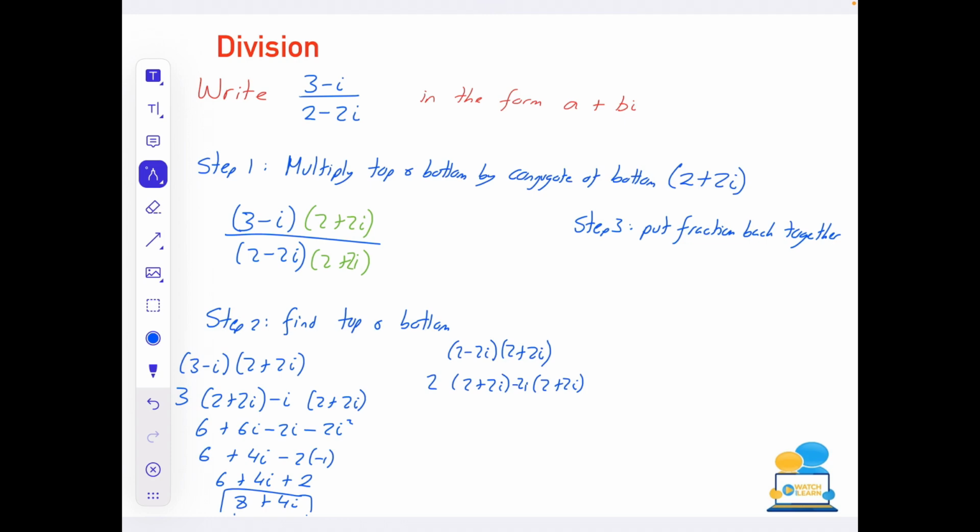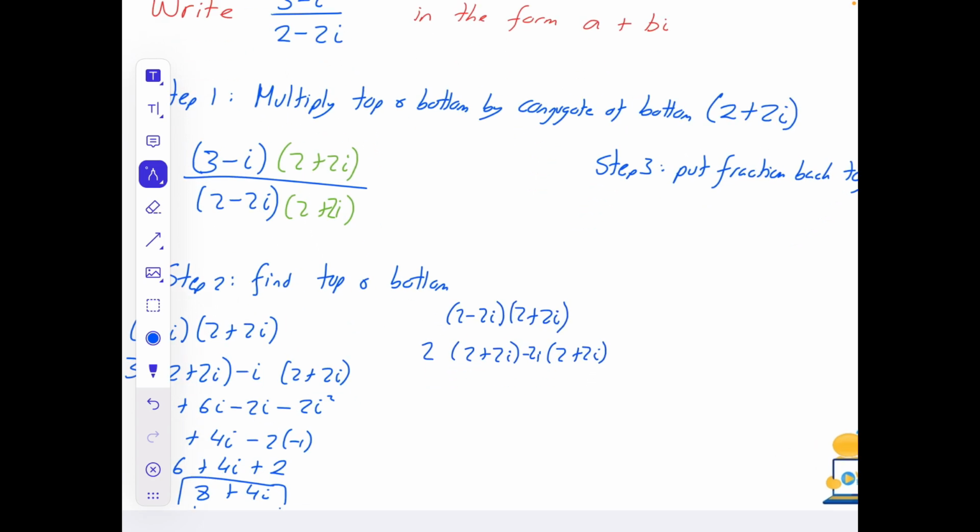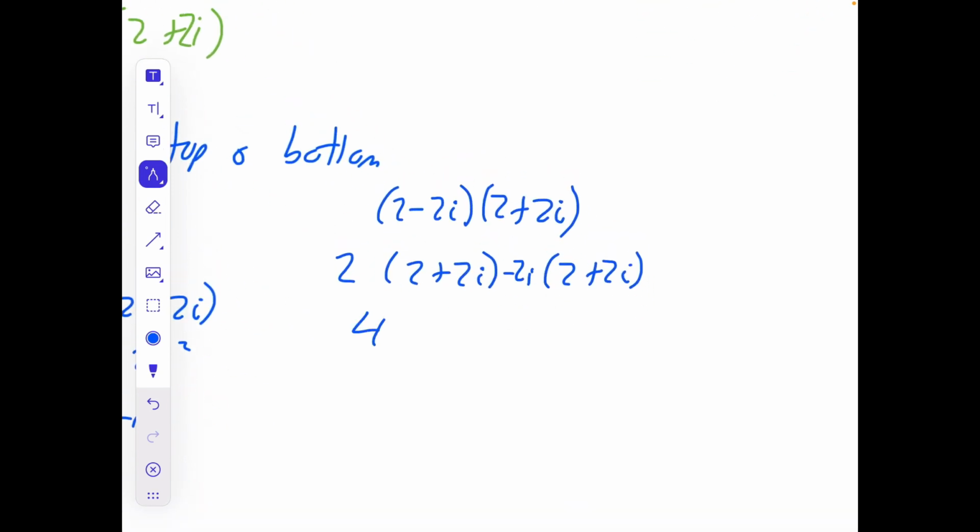You can probably see now how important multiplying is, just because it can come up as a multiplication question. It can come up with multiplication and addition, and of course it can come up in division here as well, which is a really common exam question.